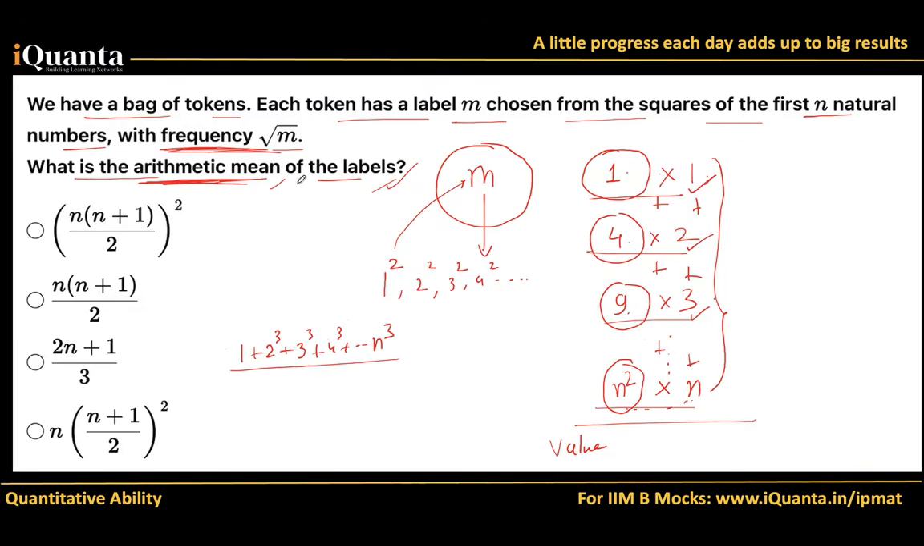And because we are finding out arithmetic mean, we have to divide it by the total number of tokens. Total number of tokens is 1 of this type, 2 of this type, 3 of this type till n. So 1 plus 2 plus 3 plus up till n.